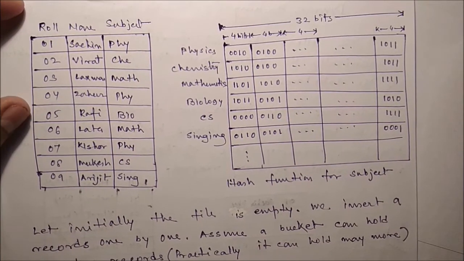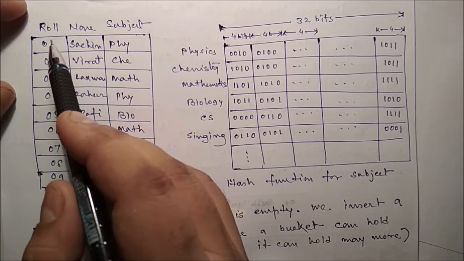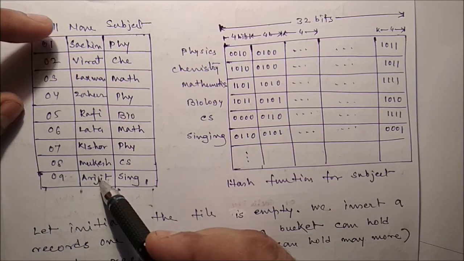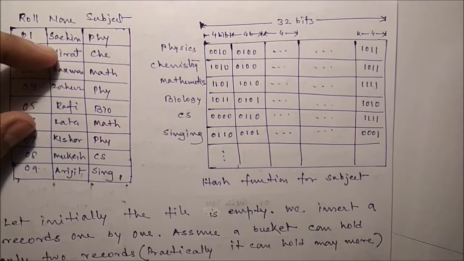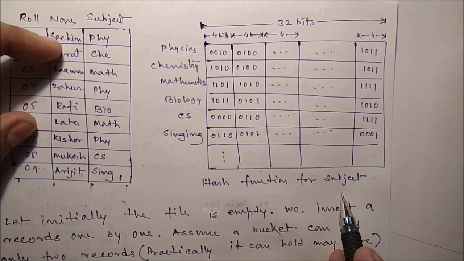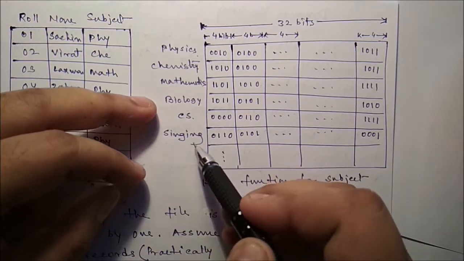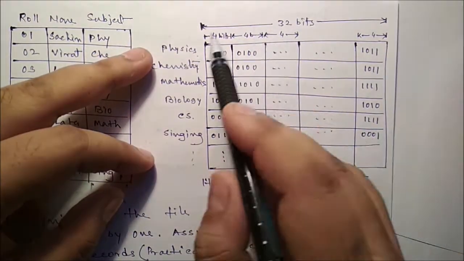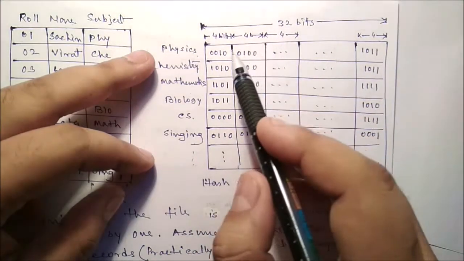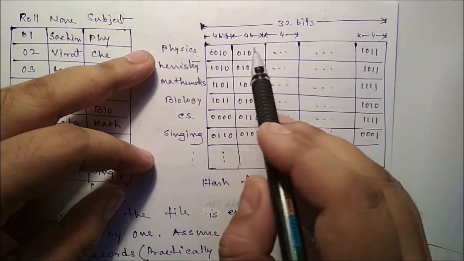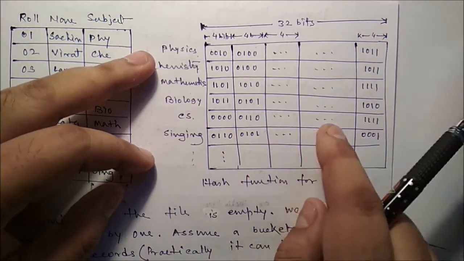This is our database, say our data file. Three data are there: roll number, name and subject. Roll numbers 1 to 9 are there, and these are the names, Sachin, Virat, Lakshman, etc., and subjects, say physics, chemistry, mathematics, biology. First of all we have to create a hash function for the subjects. Say physics, chemistry, mathematics, biology, computer science, singing and so on, and here we allocate 32 bits for each and every subject. Are you getting this one? Here 4 bits, so 8 different combinations are there. So 4 into 8, 32 bits are there.